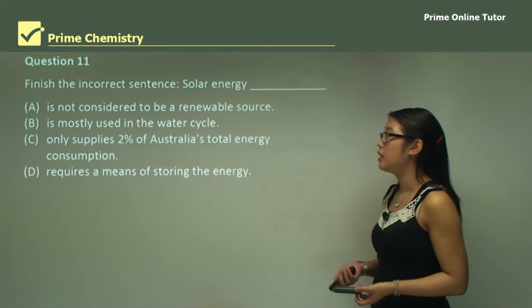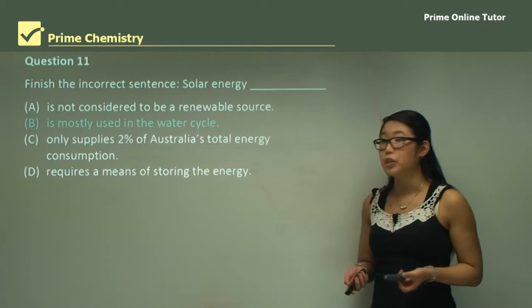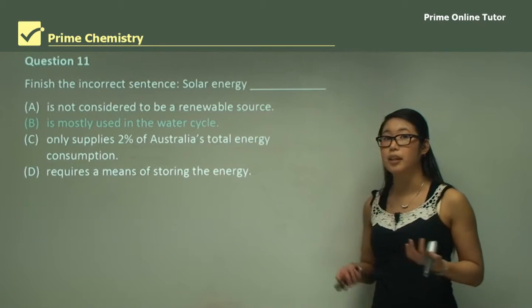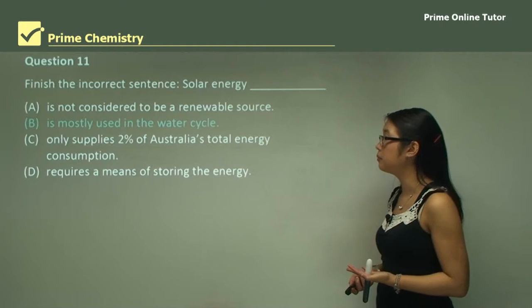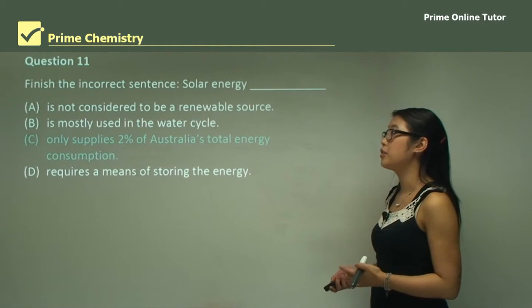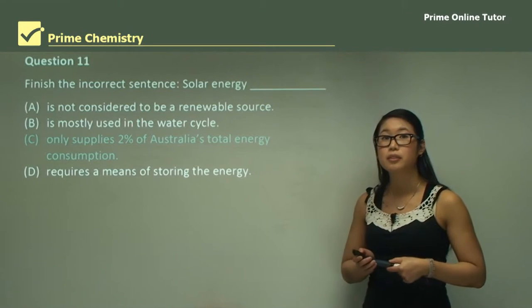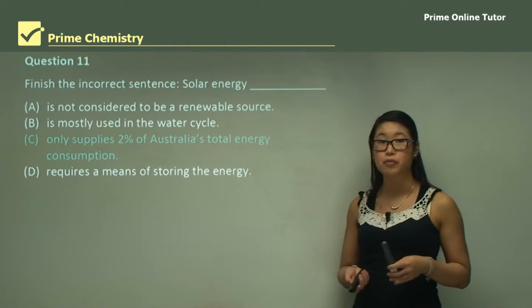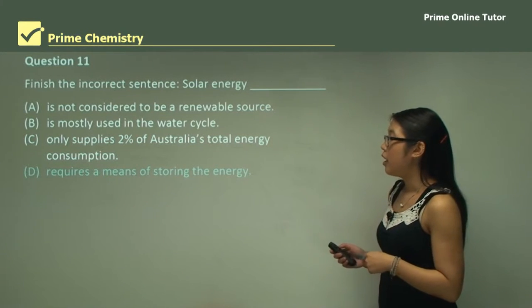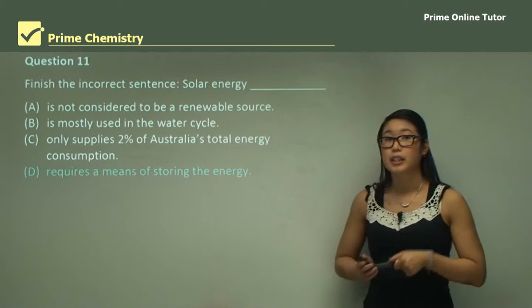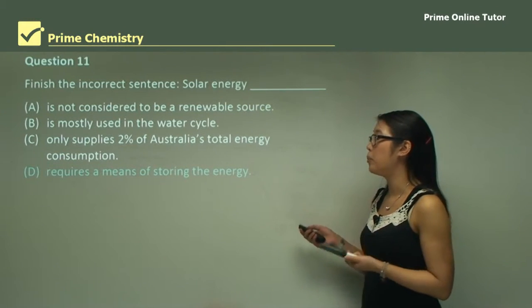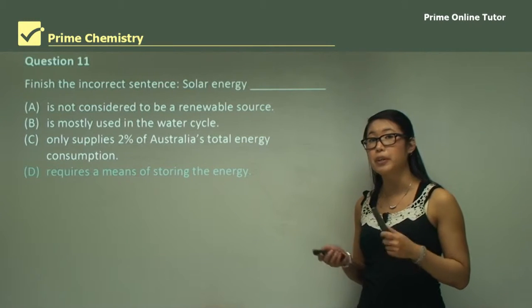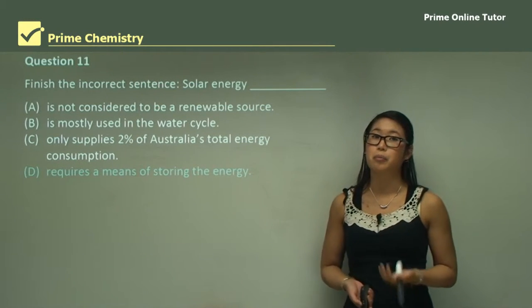Solar energy is mostly used in the water cycle. That's true. We said that a lot of solar energy goes into the water cycle. Only supplies 2% of Australia's total energy consumption. That was true. Most of it's probably based on fossil fuels. Requires a means of storing the energy. Yes, because the sun isn't up all day. So we need a means to store the energy when it's up in the day, and then we can use it at nighttime, which is when it's gone.